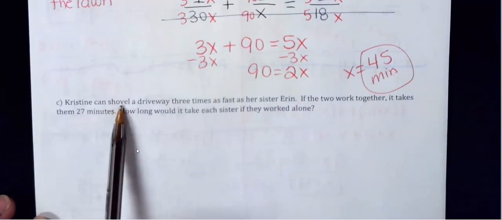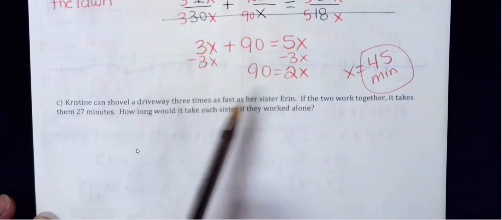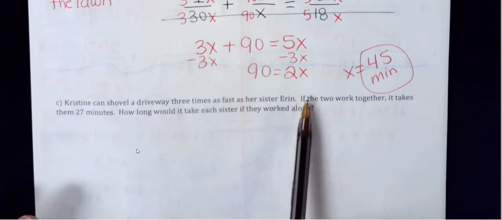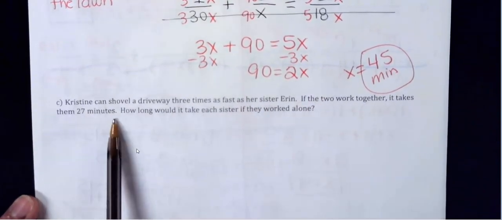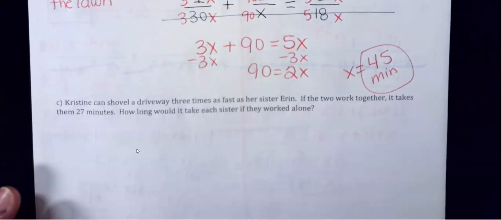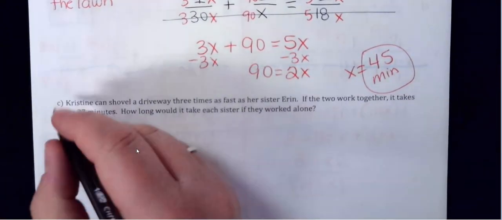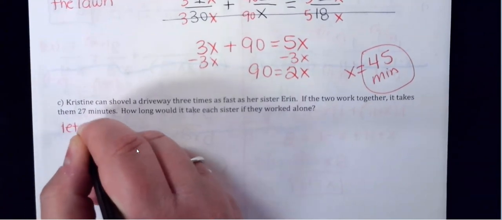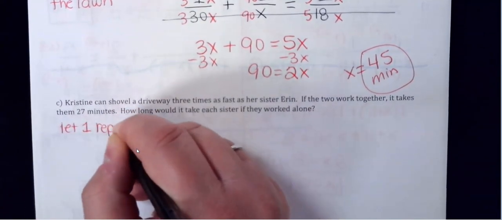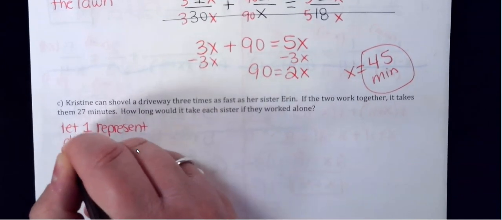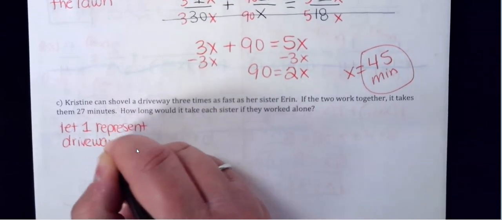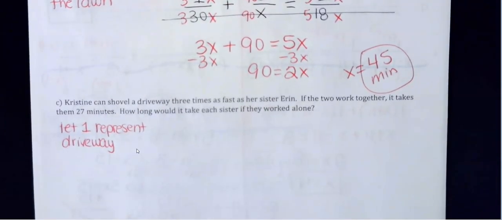It says Christine can shovel a driveway 3 times as fast as her sister Erin. If the two work together, it takes them 27 minutes. And how long would it take each of the girls if they worked separately? So again, I'm just going to let 1 represent the driveway. And you could literally use any number you wanted. You could use a variable if you wanted to. I wouldn't recommend that because that would make it more complicated. But we don't know how big the driveway is, how many square feet, whatever. So we just let 1 represent the driveway.